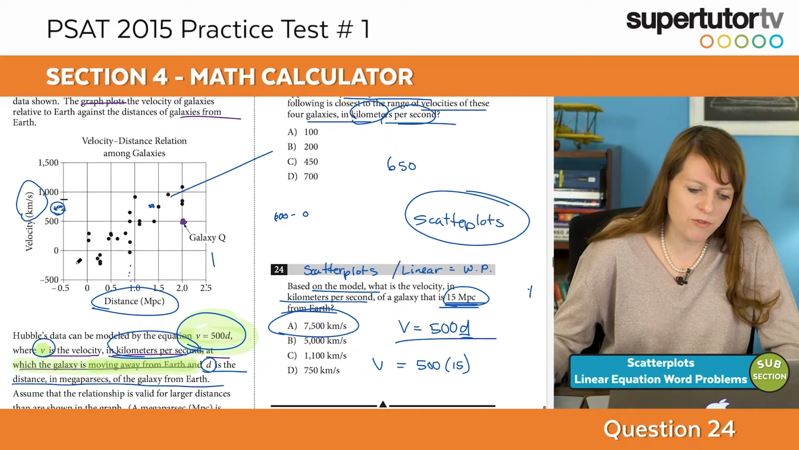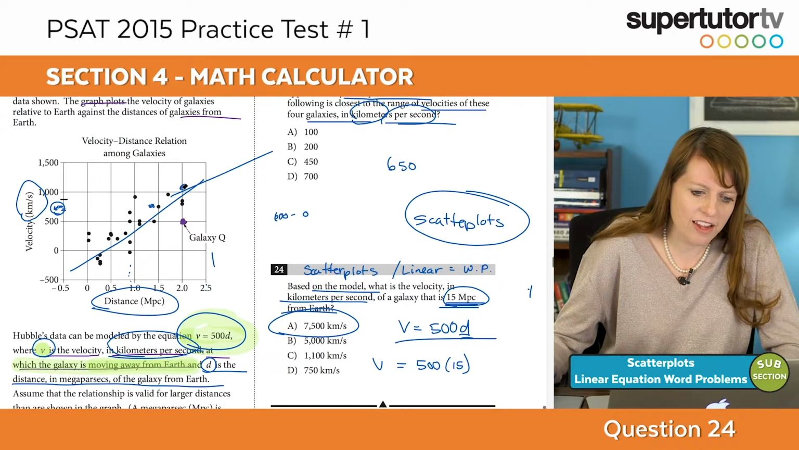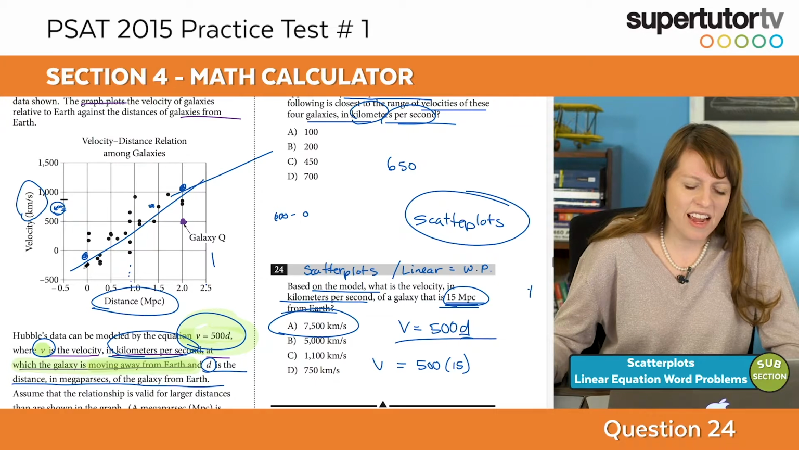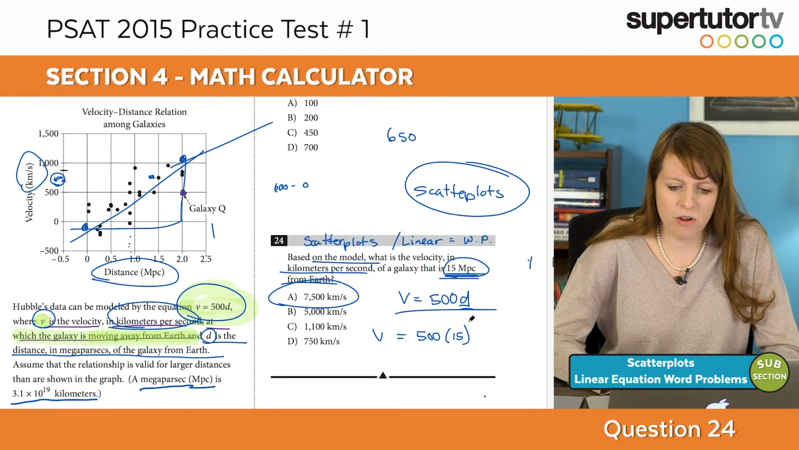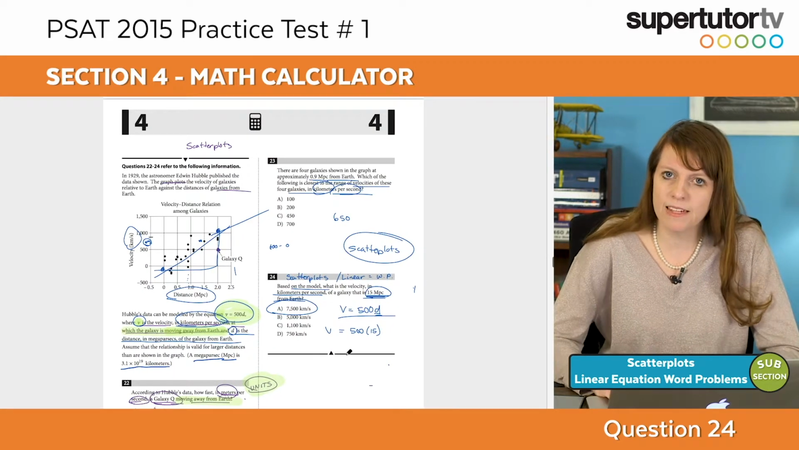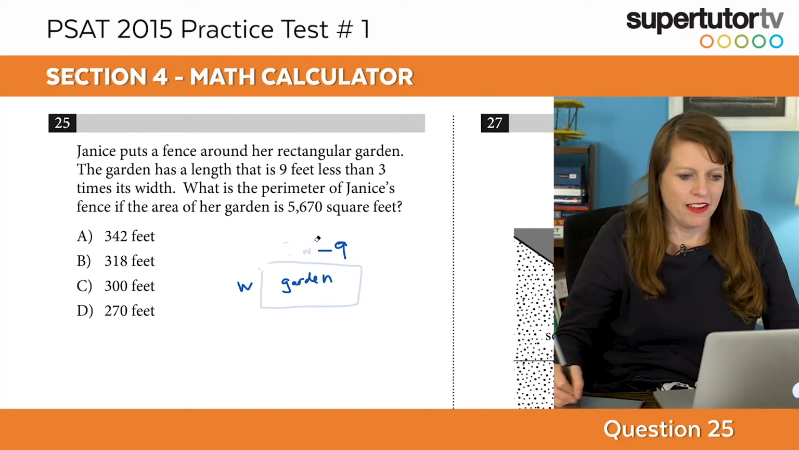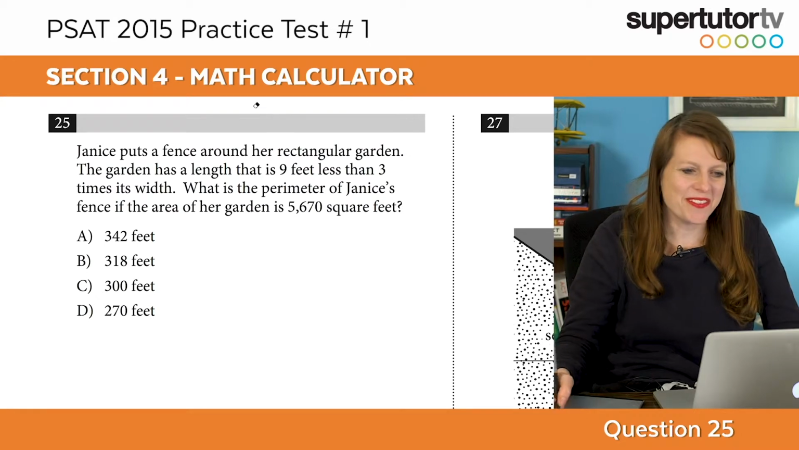Now, if they don't give you a line of best fit, sometimes you have to create your own. And how do you do that? You just grab a point and you grab a point, and then you can do slope-intercept form and calculate it out. So another handy thing to do, but we don't really need to do that here. That's it. Cool? Awesome. Okay, everybody, let's read number 25.